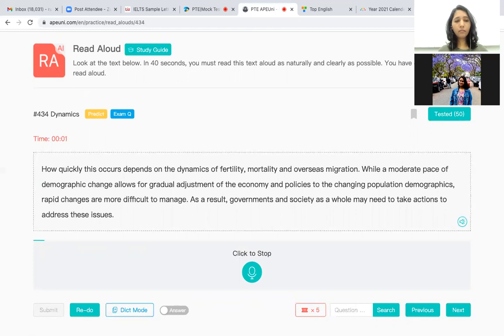How quickly this occurs depends on dynamics of fertility, mortality, and overseas migration. While a moderate pace of demographic change allows for gradual adjustment of economy and policies to the changing population demographics, rapid change is more difficult to manage. As a result, government and society as a whole may need to take actions to address these issues.